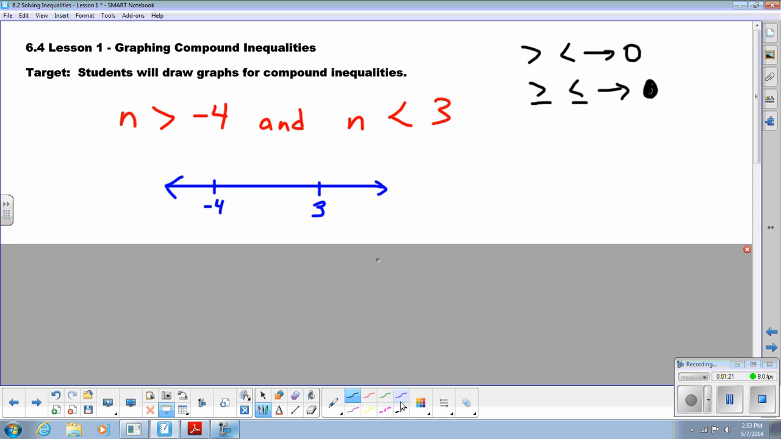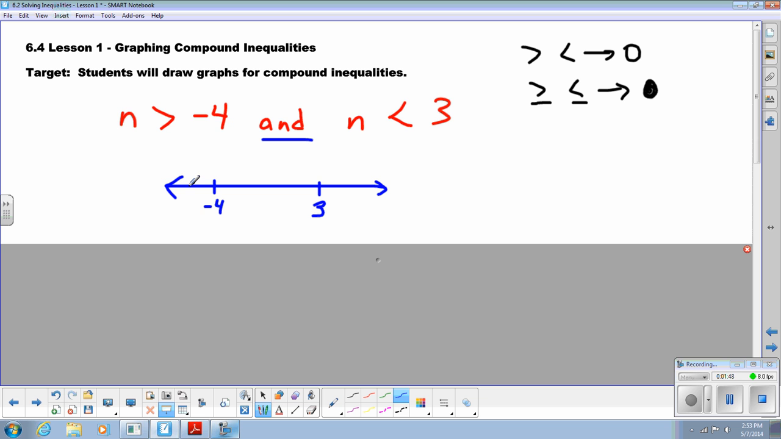Okay, so back to my graph that I started with. I have n is greater than -4 and n is less than 3. The word and is important here. And means any number that I pick has to work in both inequalities. It has to make both inequalities true. So when I figure out the number line, we're going to put some closed dots or an open dot on there, and then we're going to shade to say these are the numbers that work.